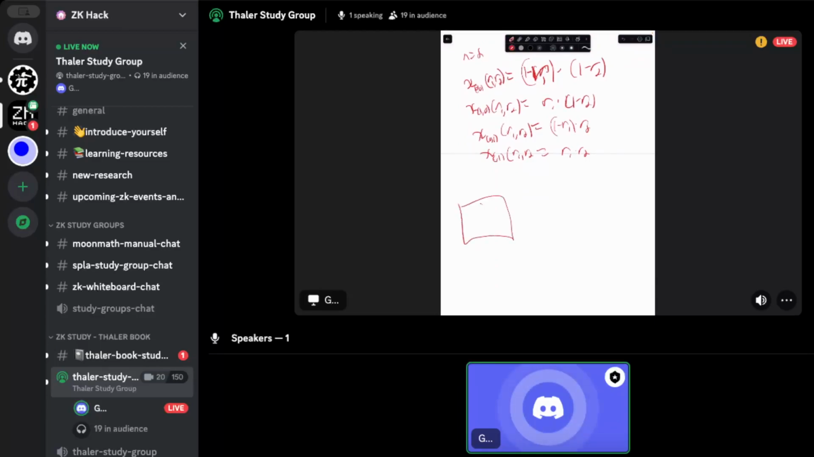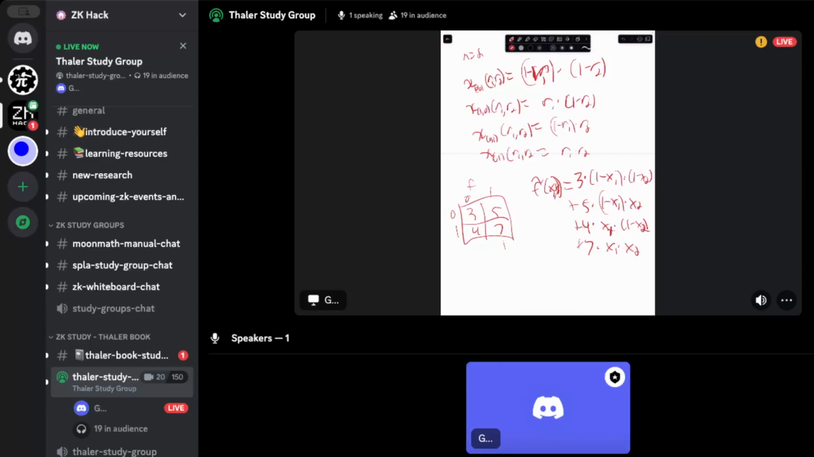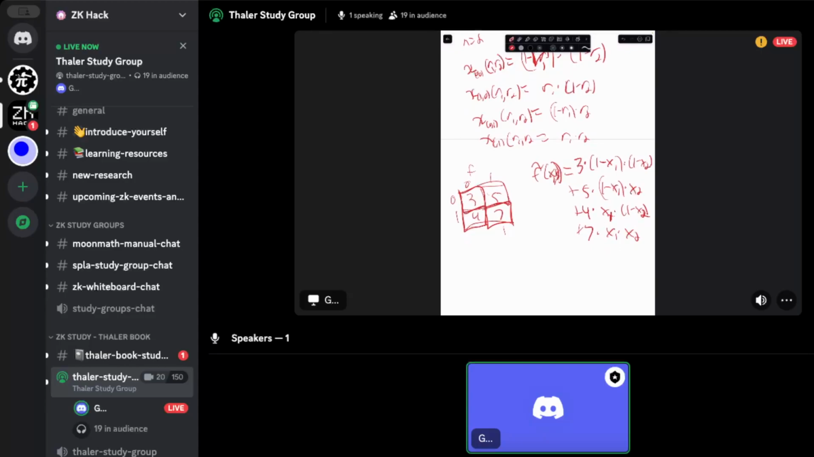Then just as one more example with a picture, let's say again n is 2, and we have the evaluations of f are 3, 5, 4, 7. Then f twiddle, let me switch from r to x, would be the following. It'd be 3 times 1 minus x1 times 1 minus x2, plus 5 times, for 0,1, 1 minus x1 times x2, plus 4 times, for 1,0, the Lagrange basis polynomial is x1 times 1 minus x2, plus 7 times x1 times x2. So you get 3 times the 0,0th Lagrange basis polynomial, 5 times the 0,1th, 4 times the 1,0th, and 7 times the 1,1th. That is multilinear Lagrange interpolation.